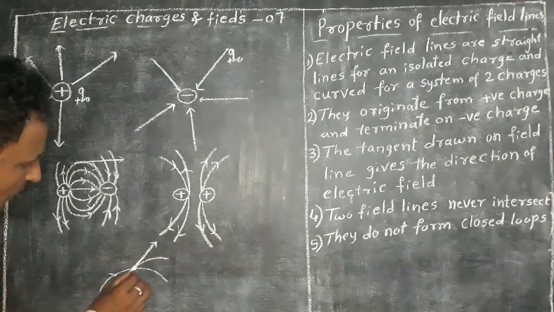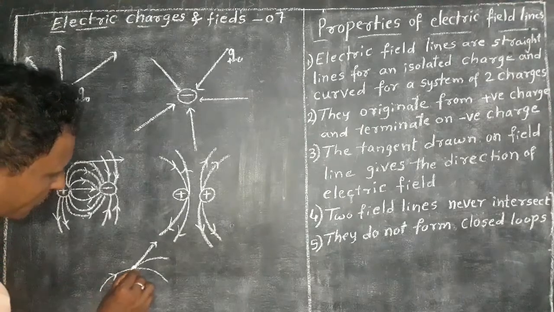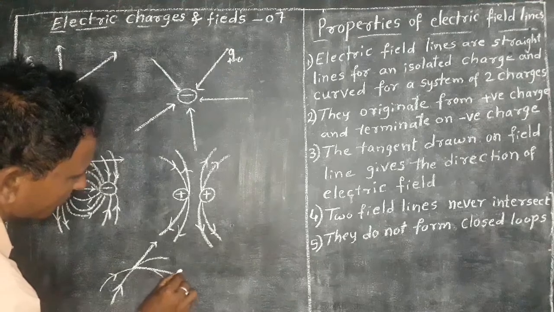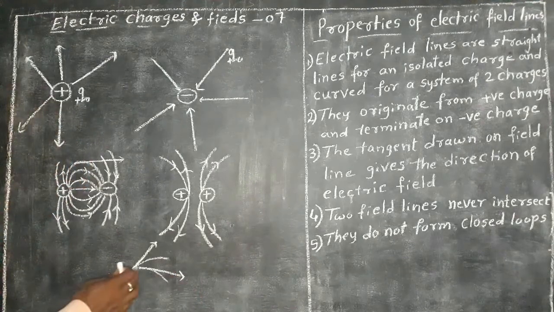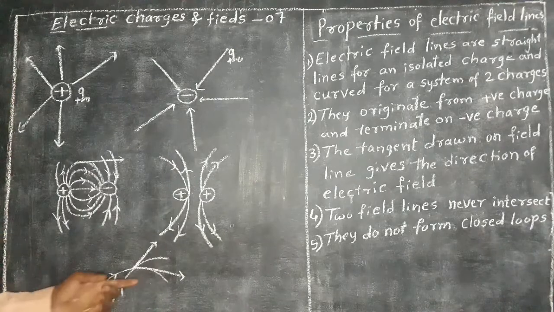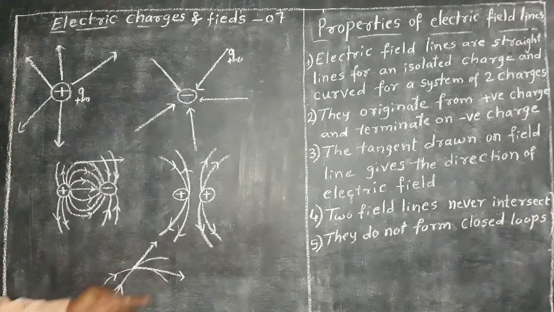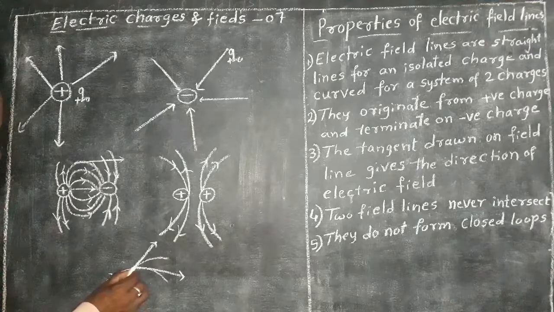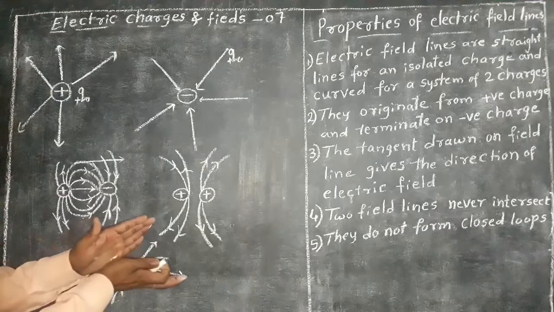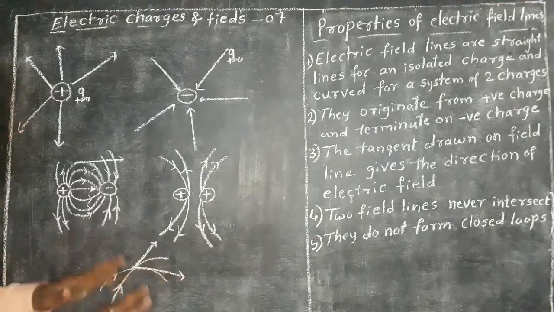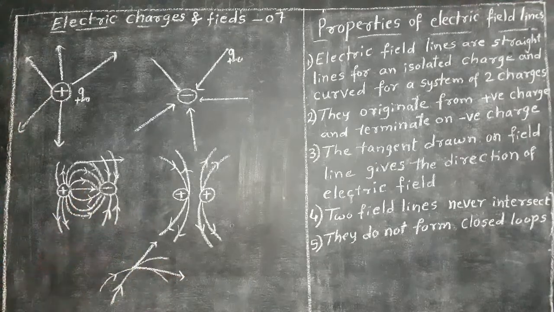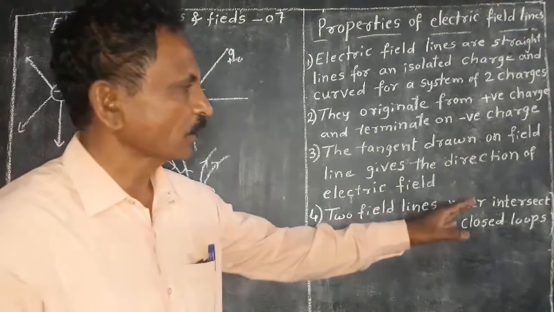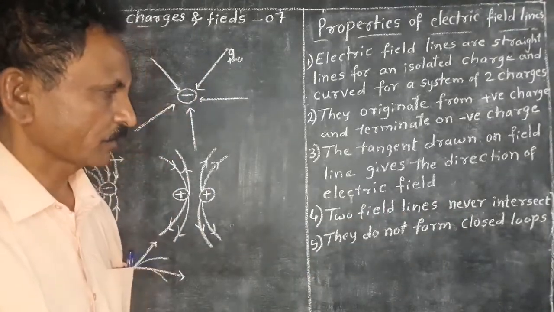And if we draw a tangent here, it is the direction of electric field due to this field line. Therefore, if a test charge is placed at this position, at the point of intersection, it has to move along two directions simultaneously and it is impossible. Therefore, two field lines never intersect.